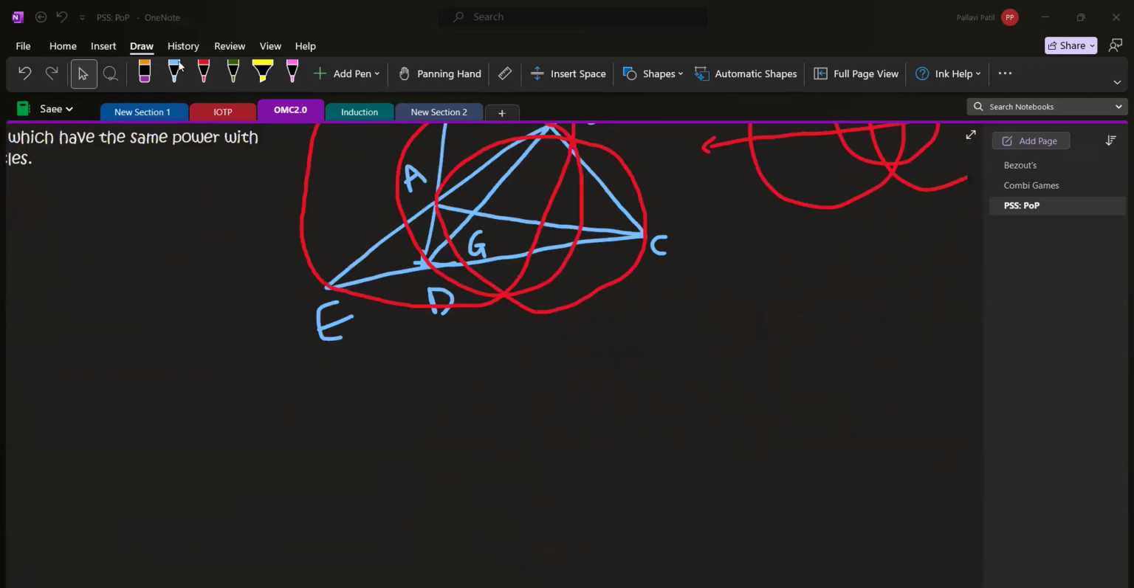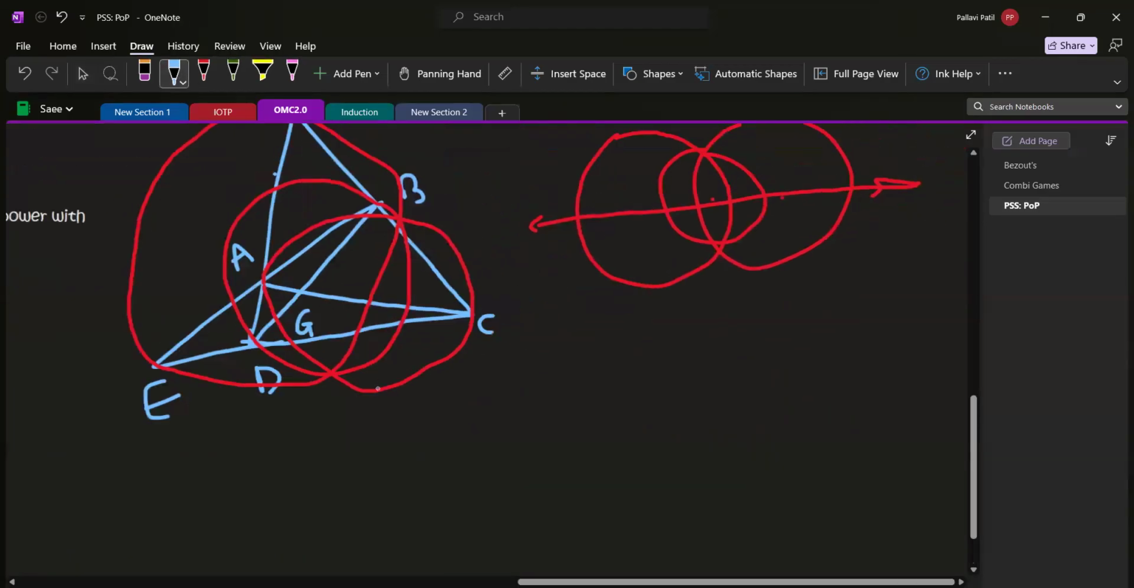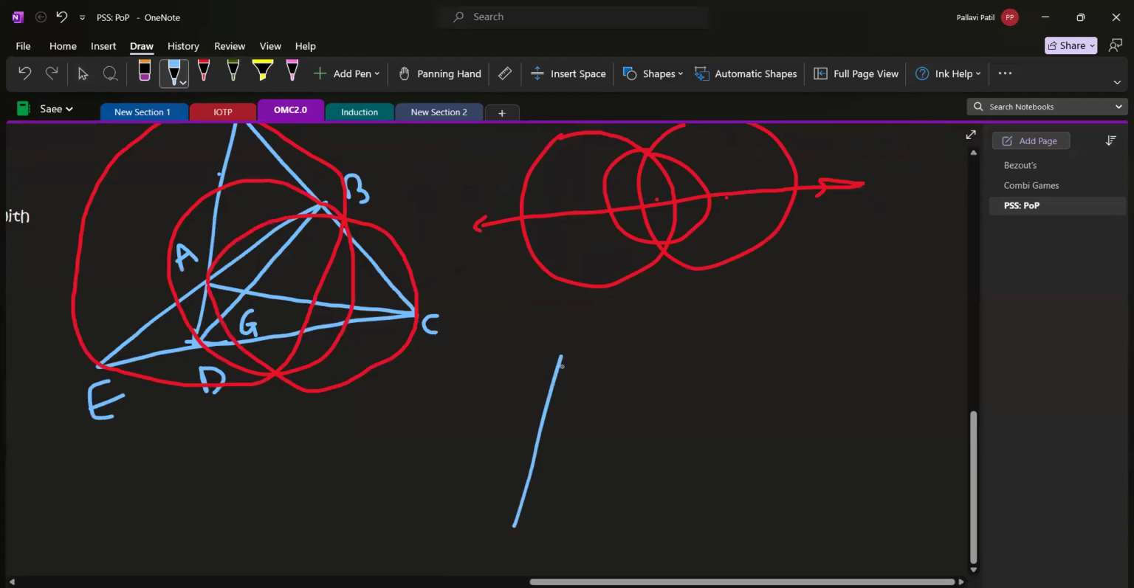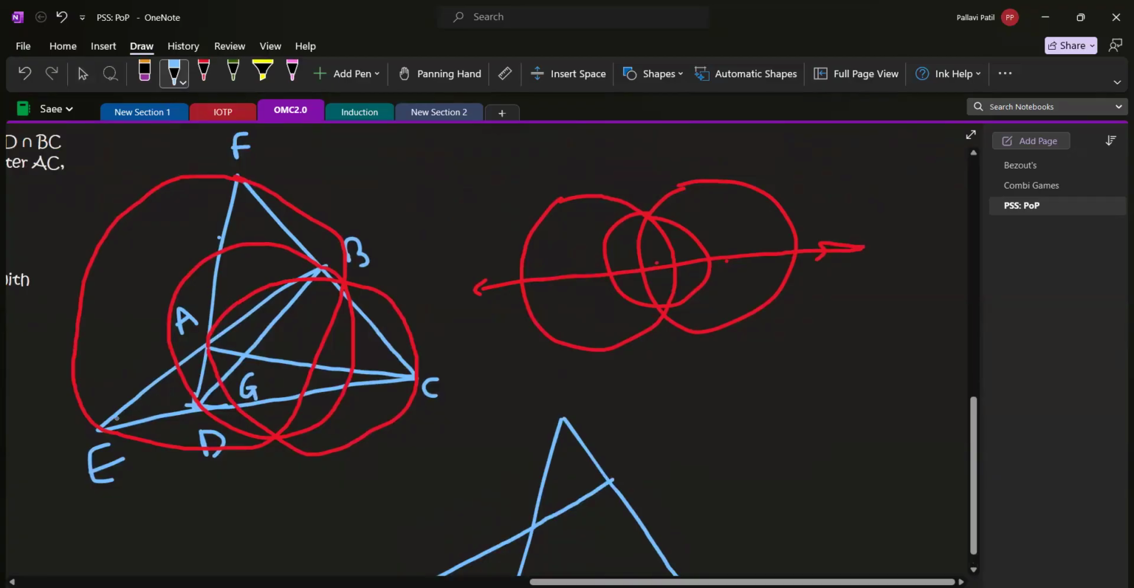Why don't we look at the orthocenters again? Try to see if we can get something else. And again, the motivation for looking at orthocenters is we have a bunch of 90 degrees because we're looking at diameters.